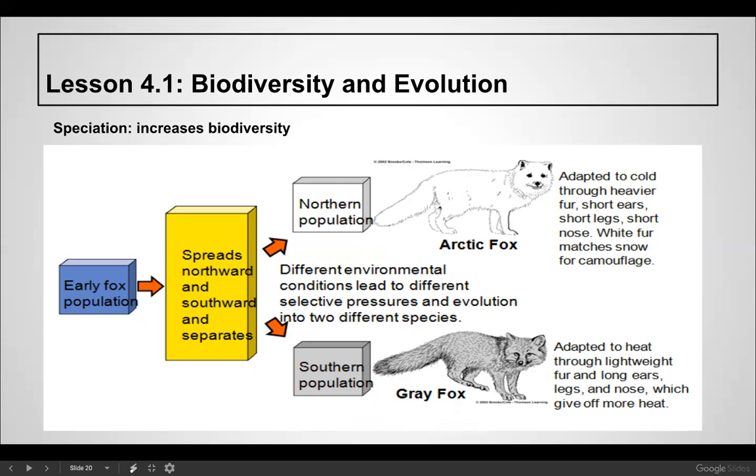White fur matches the snow to help camouflage it. Down on the bottom, the southern population, the foxes became darker. Why? Because it helped it adapt to camouflage them in the darker environment. Adapted to heat through lightweight fur, longer legs to help release the heat a lot sooner and faster.